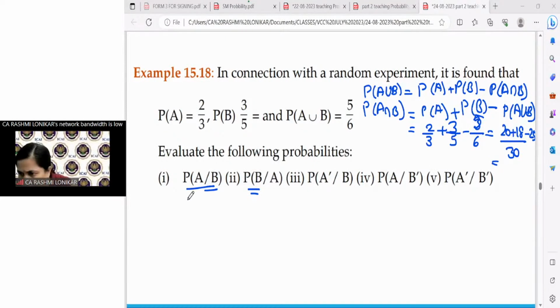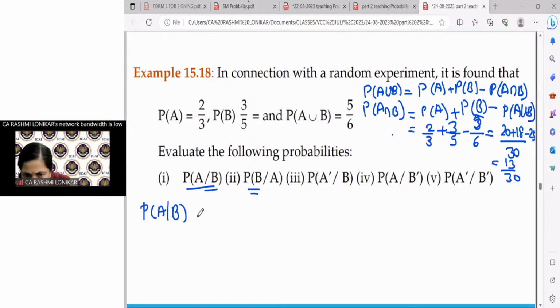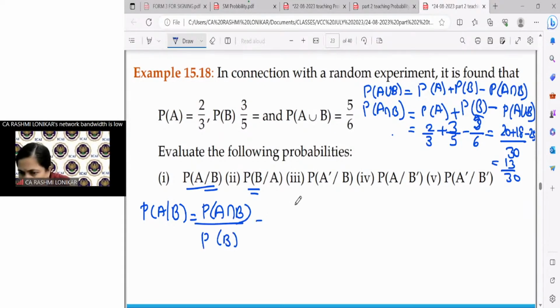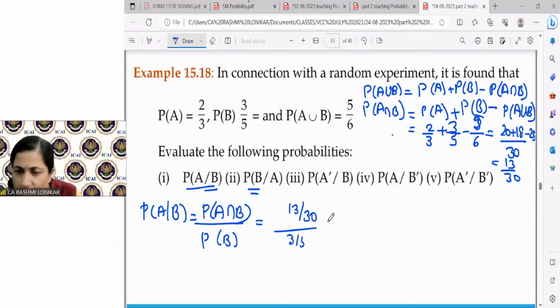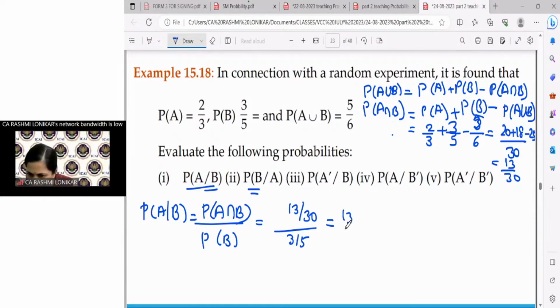13 upon 30. So what will P of A given B be equal to? P of A intersection B upon P of B. P of A intersection B is 13 upon 30. P of B is how much? 3 by 5. So I will get 13 upon 30 into 5 upon 3. So 5 sixes are 30, and you will have 13 upon 18. Okay, let me just check the answer. Do I have the answer here?